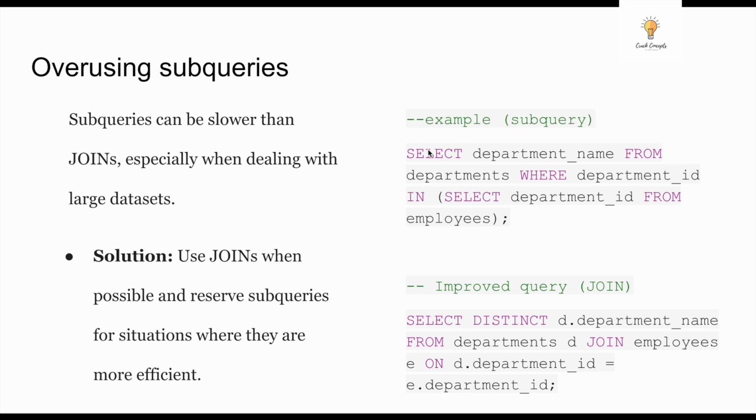If your original query was something like this, select department name from departments where department ID in, and then you have another query here, subqueries can be very slow. To improve this query, you can use a join instead. Simply join the two tables on the common column, which is department ID. That would result in the same output. So better use joins than subqueries wherever it is possible.